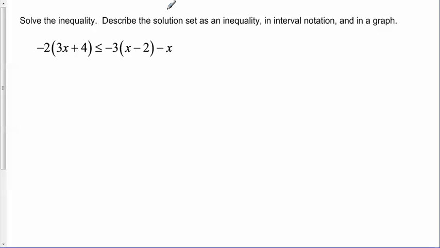Solve the inequality. Describe the solution set as an inequality in interval notation and in a graph.